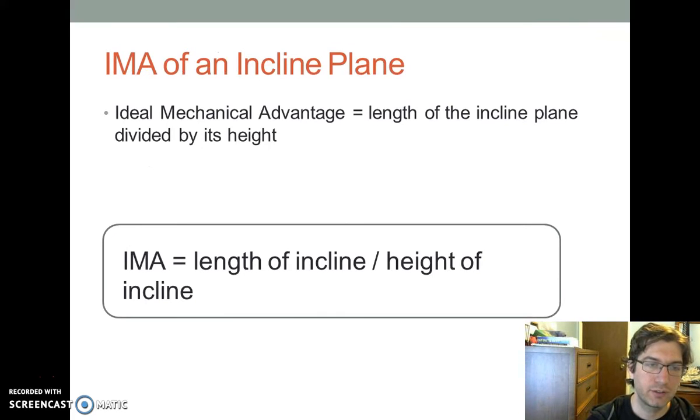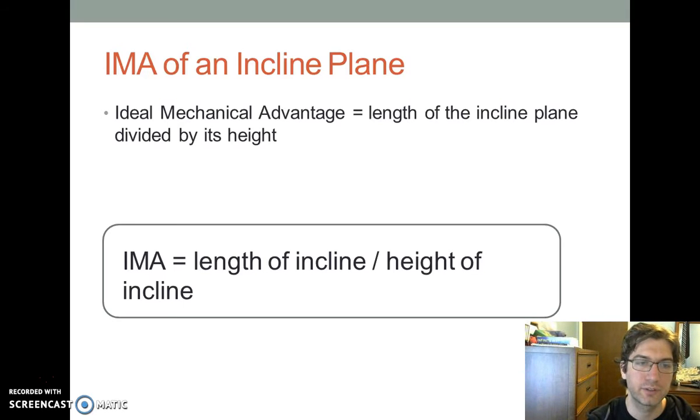Ideal mechanical advantage of this, again, this is going to be another formula. A lot of ideal mechanical advantages are going to be formulas. Ideal mechanical advantage is really just the work that the machine does versus the work that you would have to do without the machine, and it is a ratio of that. So your ideal mechanical advantage, your IMA, is a ratio, and therefore your units are going to cancel and you're not going to get any units.